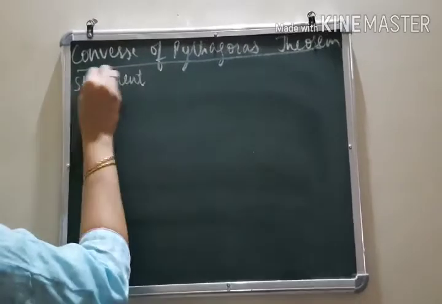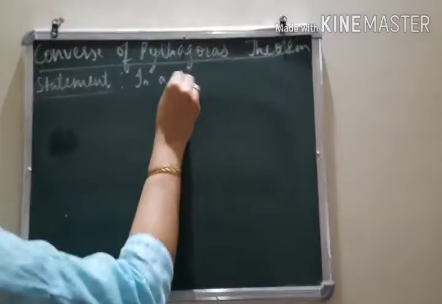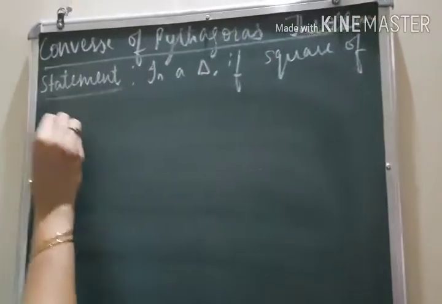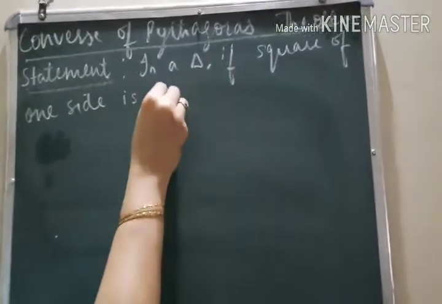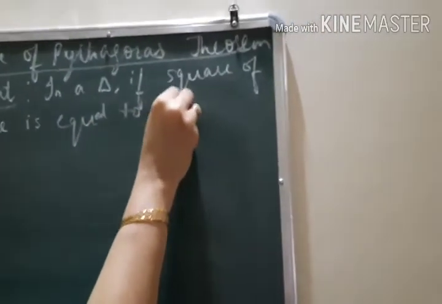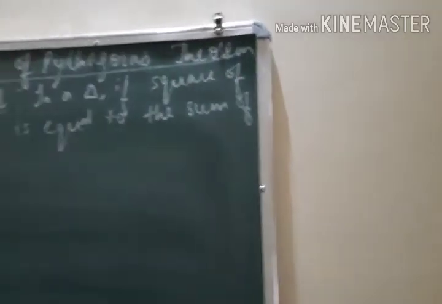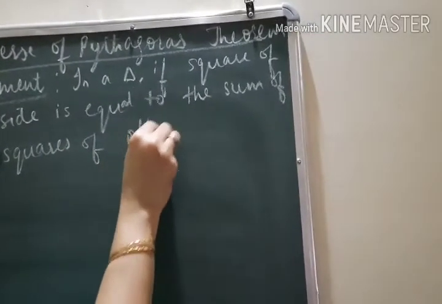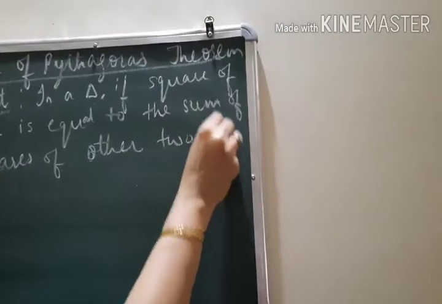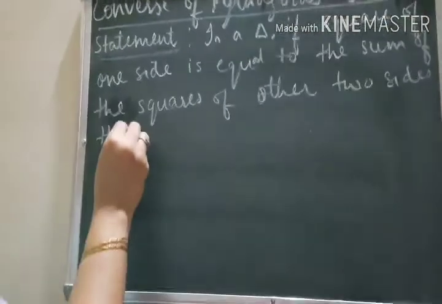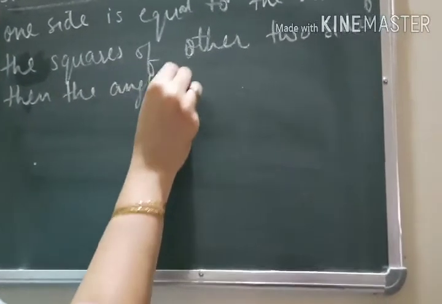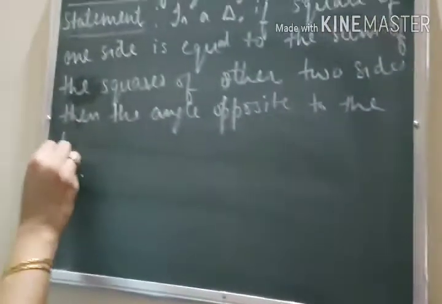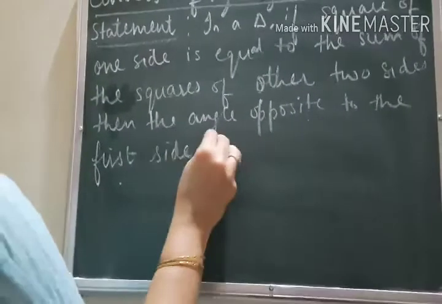In a triangle, if the square of one side is equal to the sum of the squares of the other two sides, then the angle opposite to the first side is a right angle.